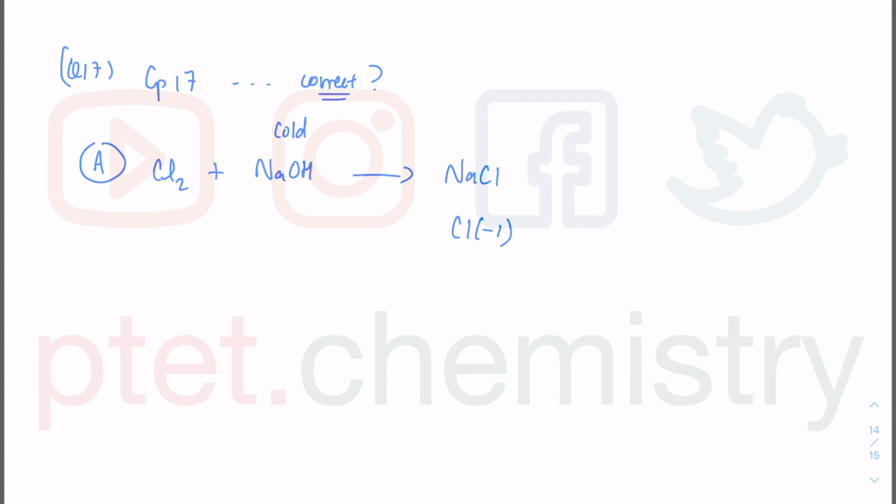Question 17. Which statement about group 17 elements and their compounds is correct? So you're looking at a correct statement, so group 17 chemistry. If we look at option A, it says chlorine with NaOH, but they say cold. When it is cold, it does not go to the higher oxidation state. It just stops at chlorine -1 and also chlorine +1. This is going to be NaClO, because ClO- ion together with Na+. This is a -1 oxidation state overall.